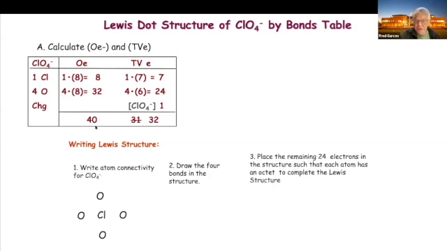40 minus 32 is 8. 8 divided by 2, there are 4 bonds. 4 bonds in this structure. You don't even have to write the structure. You already know that there are 4 bonds.